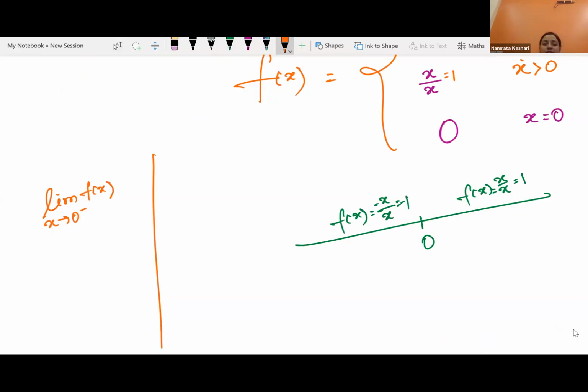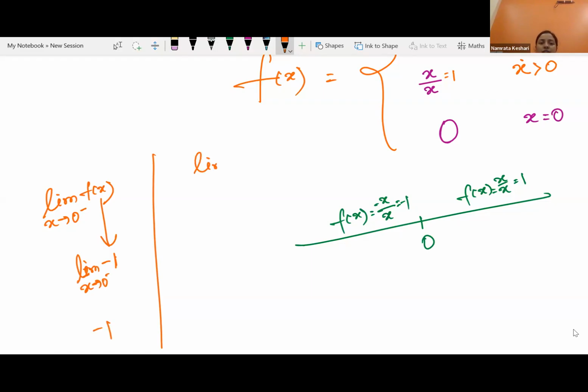Here f of x is just -1, can we write? And we don't have anywhere to put the x value as 0, so this is the answer. Yes or no? Okay, if you want you can write this step, but we don't have anywhere to put this 0. So the answer will be the same.